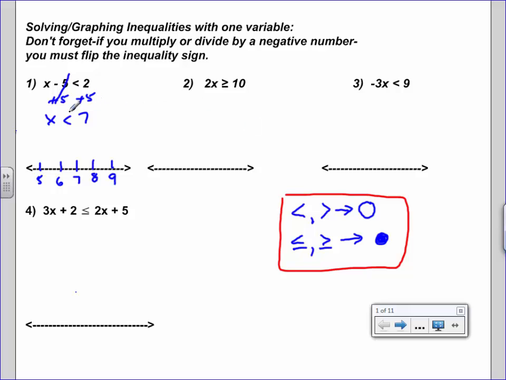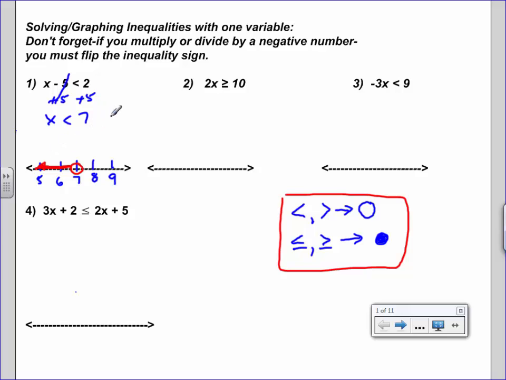x is less than 7, so at 7 we will put an open circle because it is not or equals to. And we will shade left or right. Well, numbers get less going to the left, so just shade to the left. And we put an arrow at the end to show that all those numbers, if we continue on, are also less.